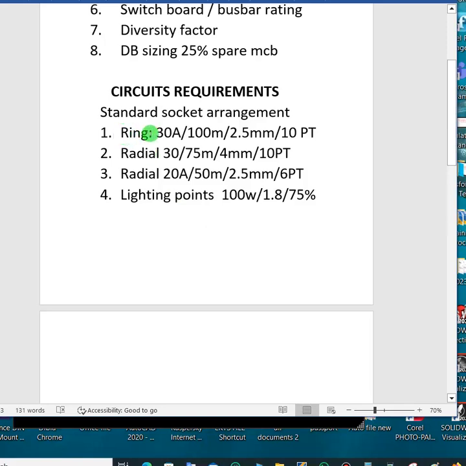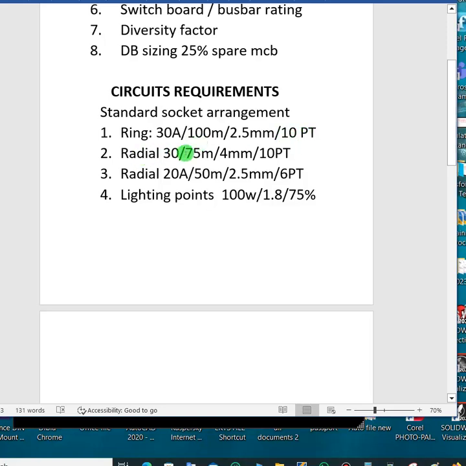Now, ring circuit requirement is 30 amps or 32 amps for the protective device. Then the total cable routing distance, the distance of the cable coverage, is going to be confined within 100 meters only. Then cable size is going to be 2.5 mm square. Then the number of socket points in that circuit is unlimited, but 10 points is recommended. Okay, that is why I put 10 points.